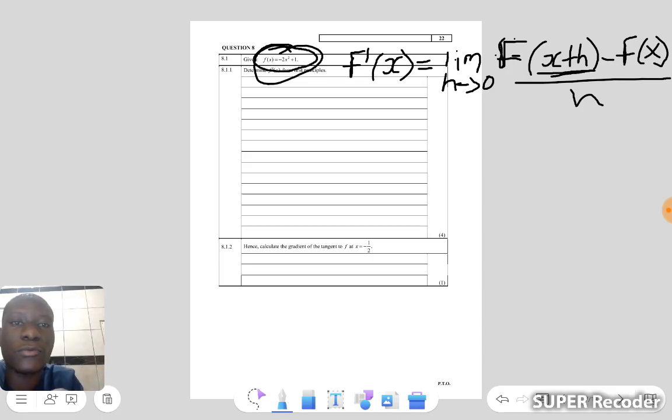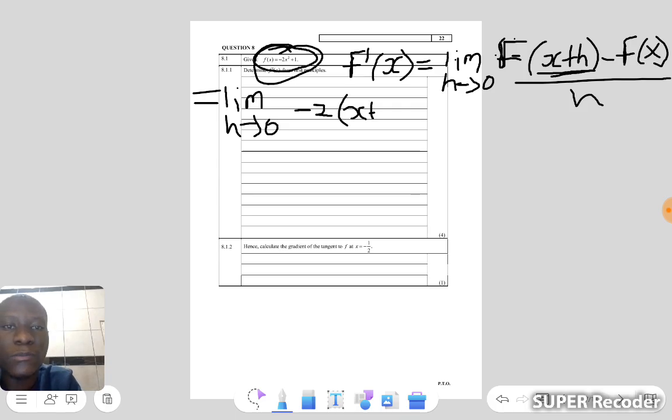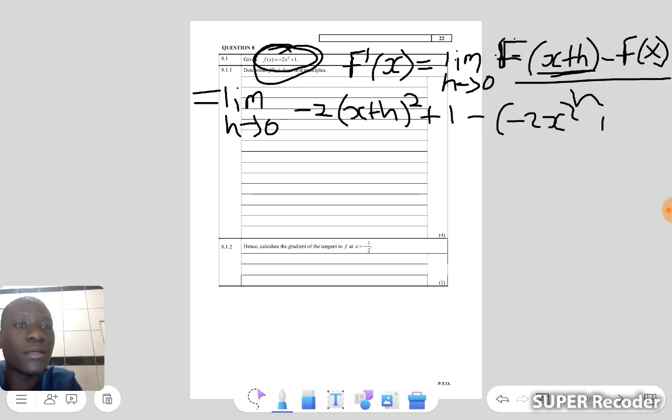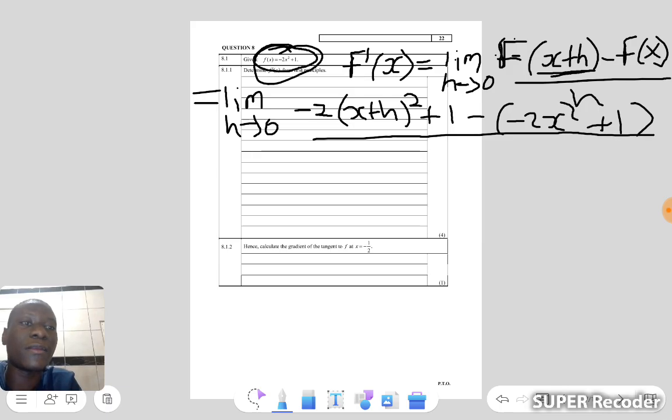Let's move on quickly, guys. So it will be equal to the limit, don't forget, h approaches 0, of negative 2 times, there is x, that means we put x plus h, then squared, you see our square there, plus 1. But they say minus this function, so minus negative 2x squared plus 1, divided by h. I hope that is clear.